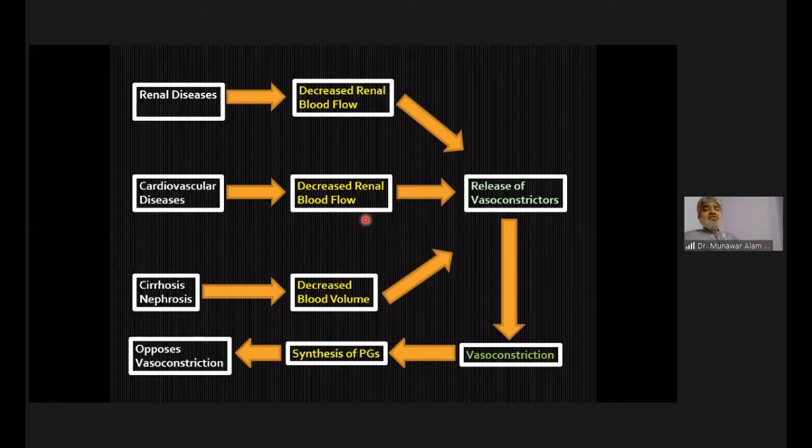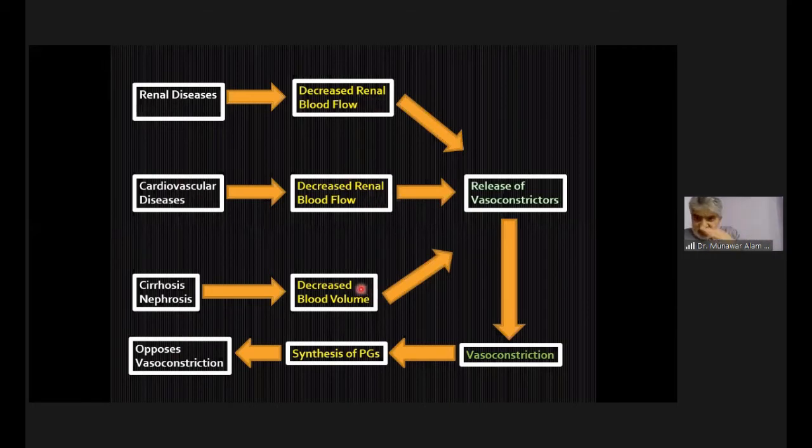Again there is decrease in the blood volume, because all the synthesis of the different types of blood cells is by the liver. So the cirrhosis of the liver or the nephrosis again decreases the blood volume. I'm not going into the clinical details, I'm just talking broadly about renal disease, cardiovascular disease, cirrhosis and all these things. They decrease the renal blood flow and they decrease the blood volume.